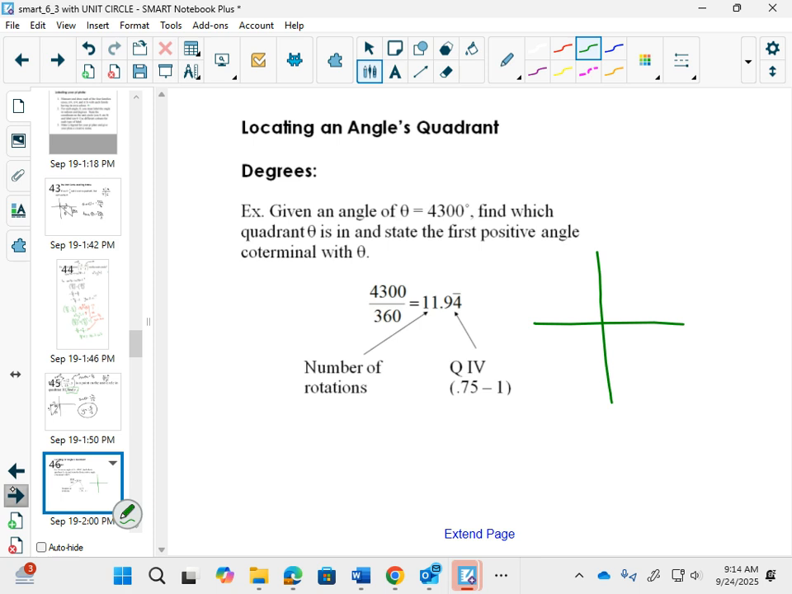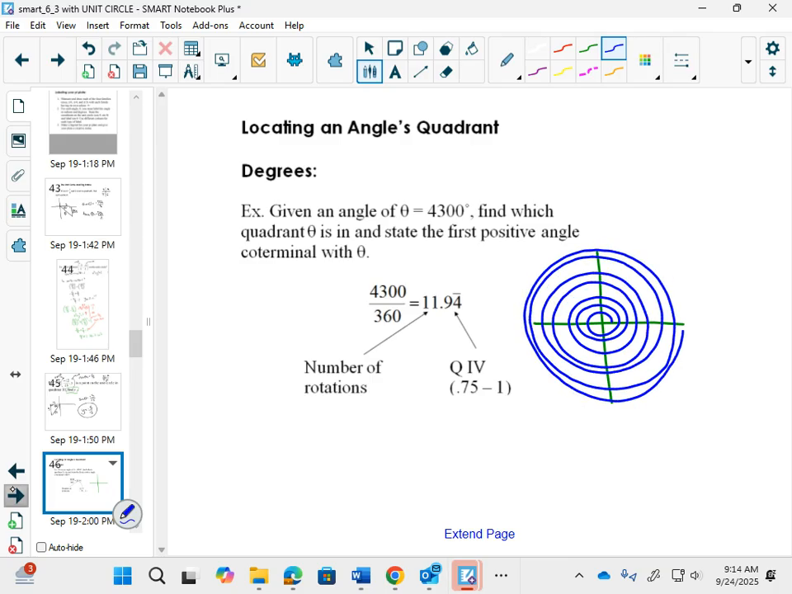If we drew this out, I'm going to hypnotize you again. That's a lot of times. Imagine that's 11. I don't know if it is. Okay, it's not quite, but that's okay. Imagine it's 11. And then 0.94, can you see goes over half, over 3/4, halfway around. This is a quarter of the way around, 3/4 of the way around. Does it make sense that it ends in quadrant 4?